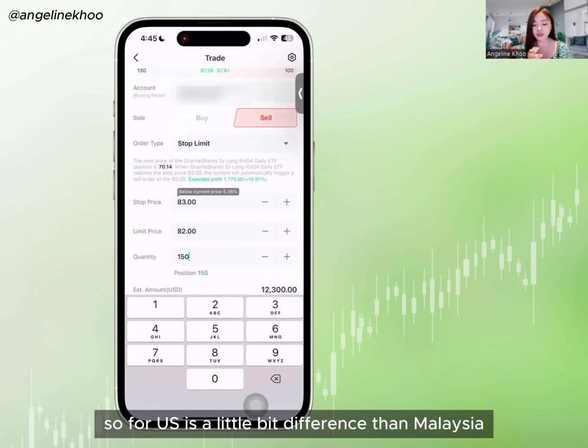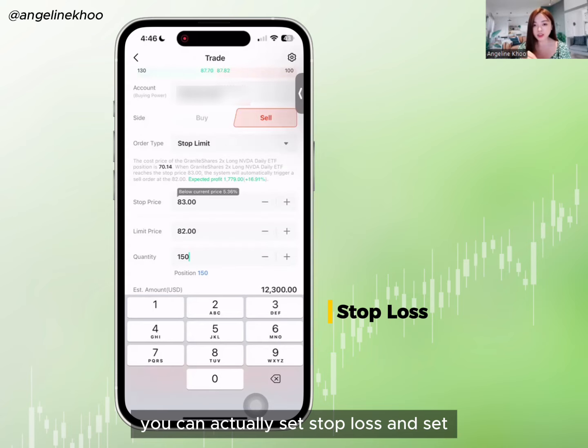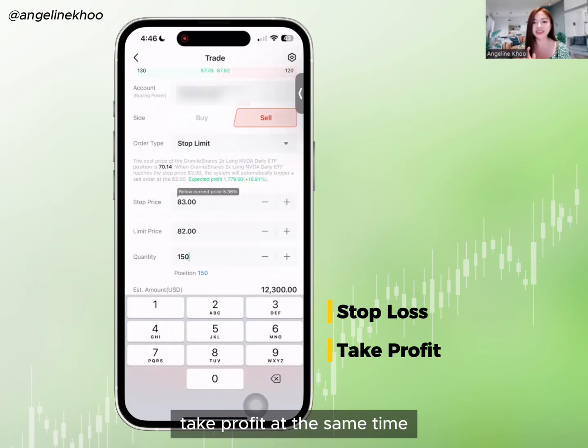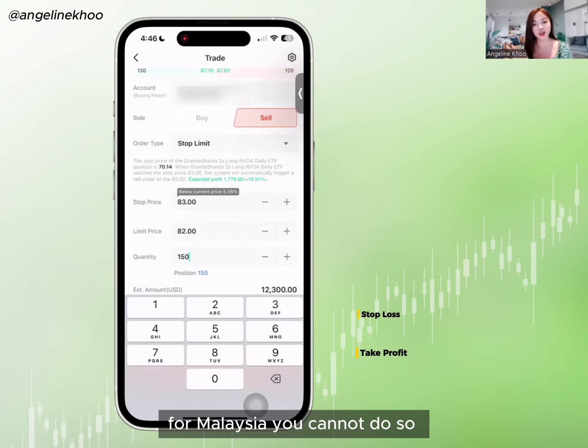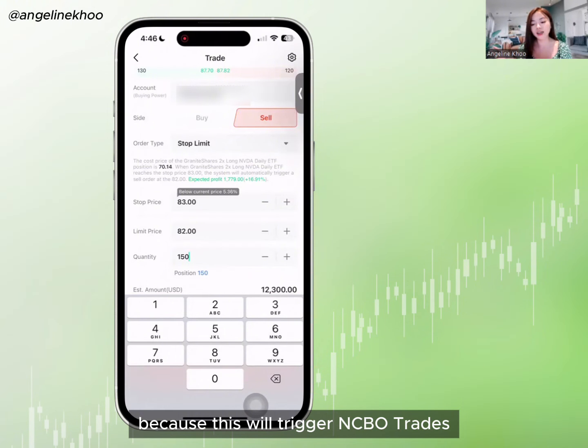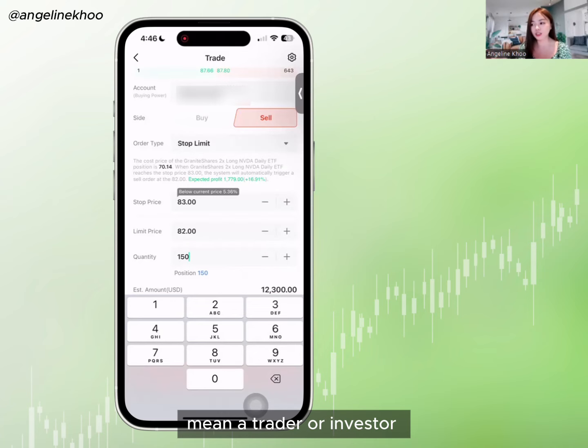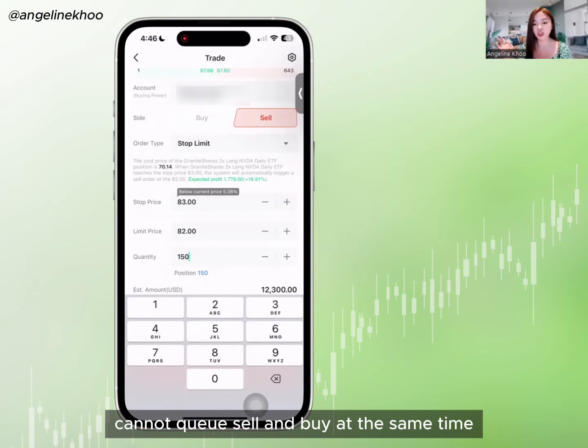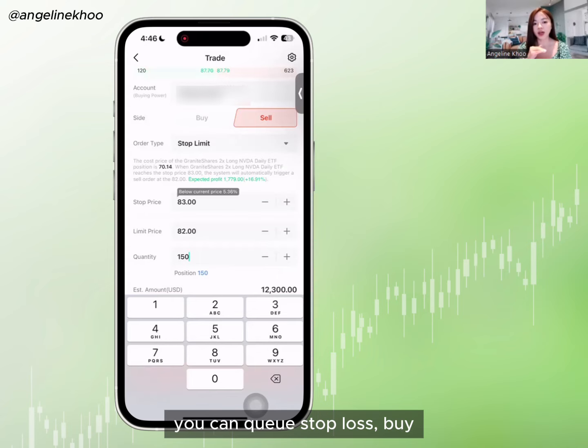For the US, it is a little bit different from Malaysia. You can set a stop loss and set a take profit at the same time. For Malaysia, you cannot do so because it will trigger NCBO trades, meaning a trader or investor cannot queue sell and buy at the same time. But for the US, yes, you can do so. You can queue a stop loss, and even set a take profit.